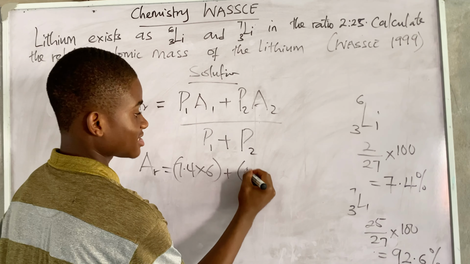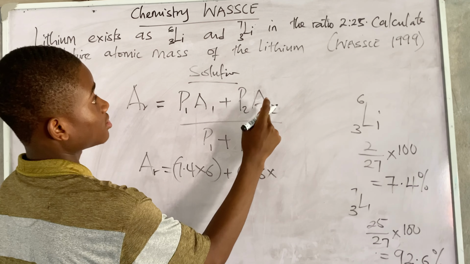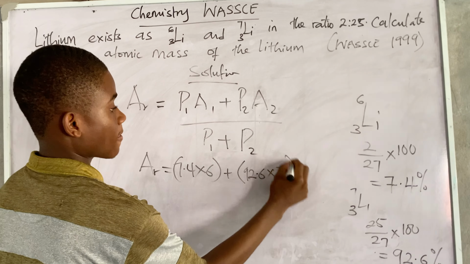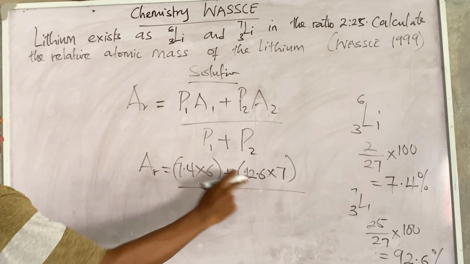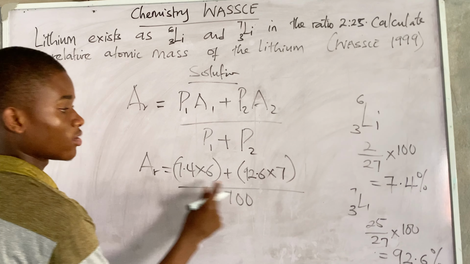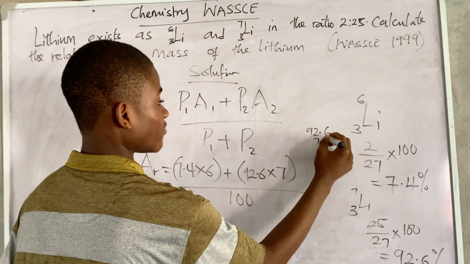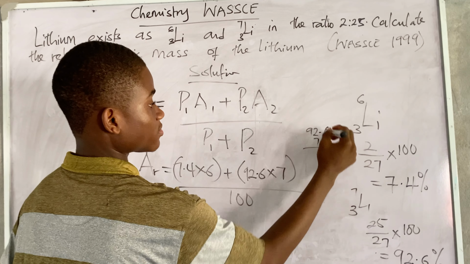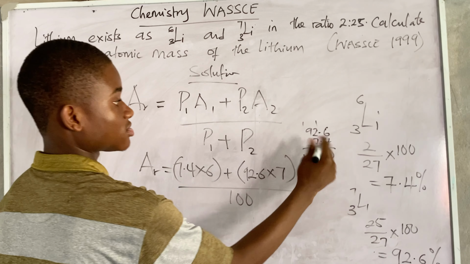The second one is 92.6 times A2 which is 7. Normally, this plus this should give you 100. That is P1 plus P2. If you want, we can verify. This is 92.6, then this is 7.4. This plus this is 0, here 1, 9, 0, 1. So it's 100. Alright?